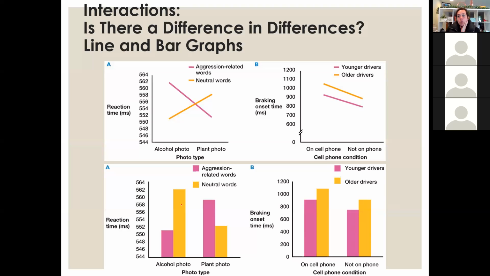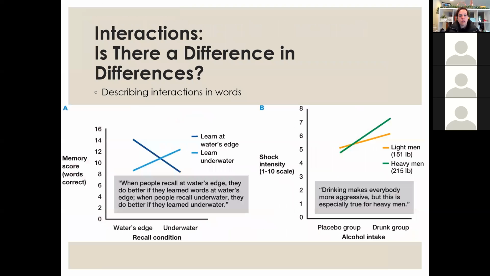If you're given a bar graph, the other way you can see that is if there's a swap as to which bar is highest between the two conditions. See here, our neutral word bar is the tallest between the two in this condition, and then it gets swapped here. That indicates there's an interaction effect. In here, the younger driver bar is shorter in both conditions compared to the older driver bar. The yellow one's always taller than the pink one. There's no switch there. Does that make sense?